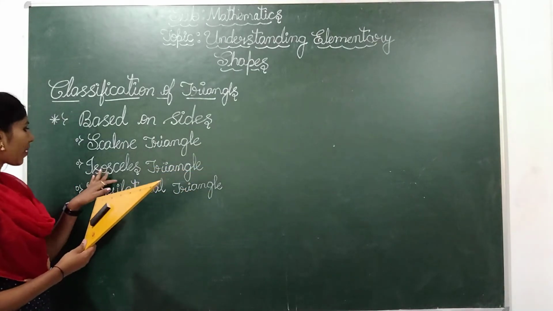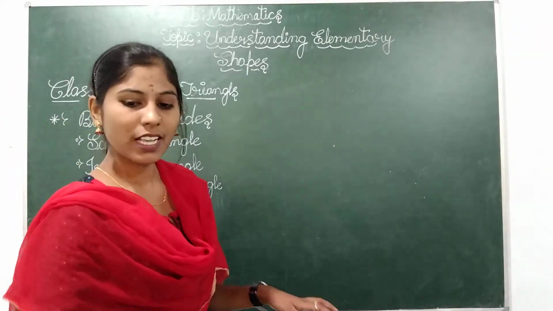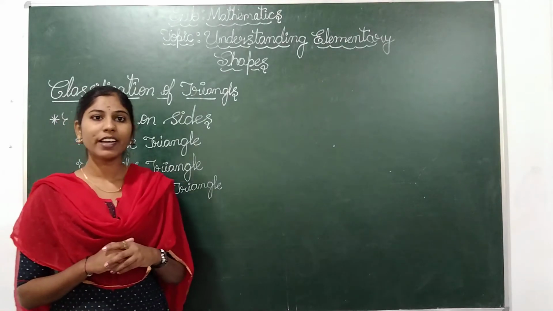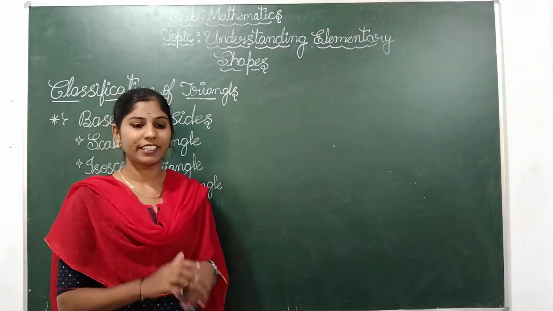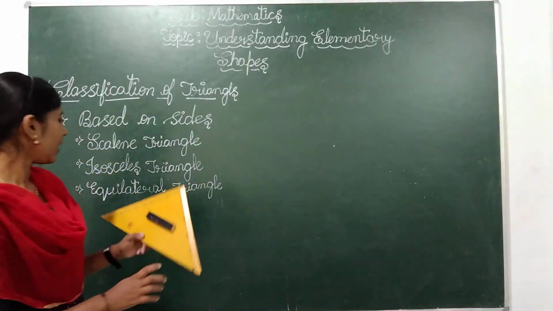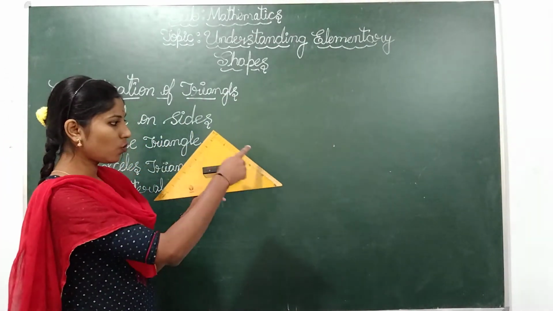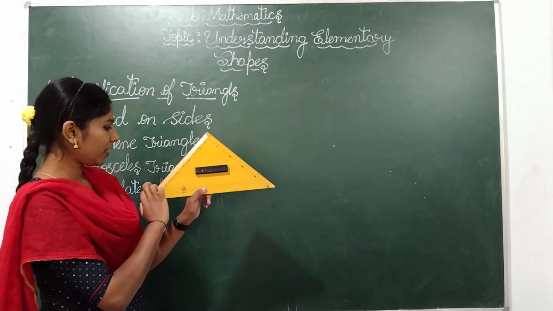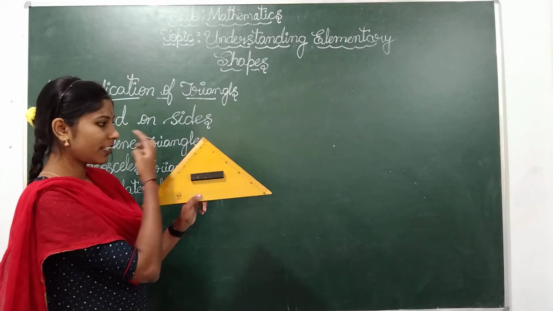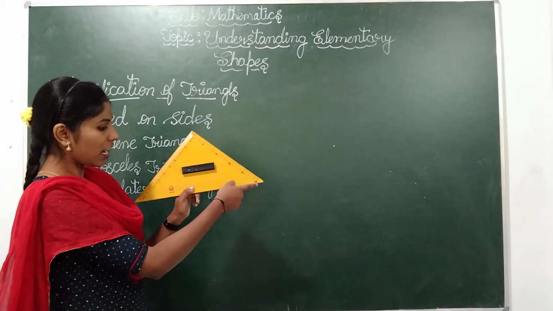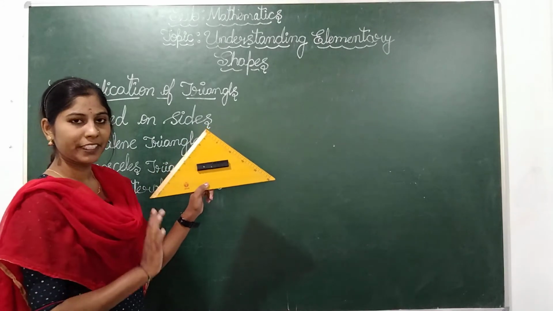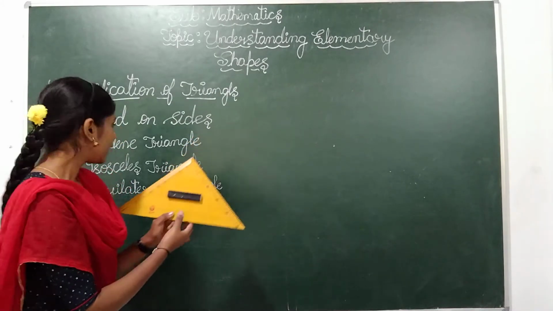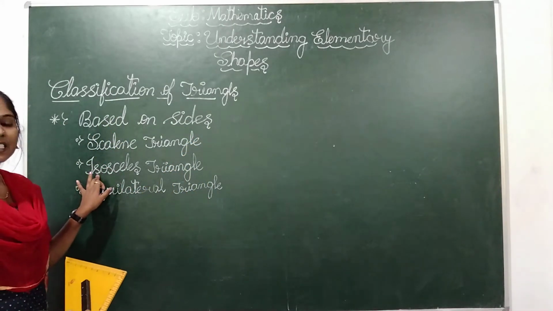The next one is isosceles triangle. What is this isosceles triangle? The triangle has two sides equal and one side different. This is an example of an isosceles triangle. These two are of equal length and this side is different. For example, this length is 18 centimeter and this is also 18 centimeter and this is different, 20 centimeter. Two sides are of equal length and one is different. This is called an isosceles triangle.